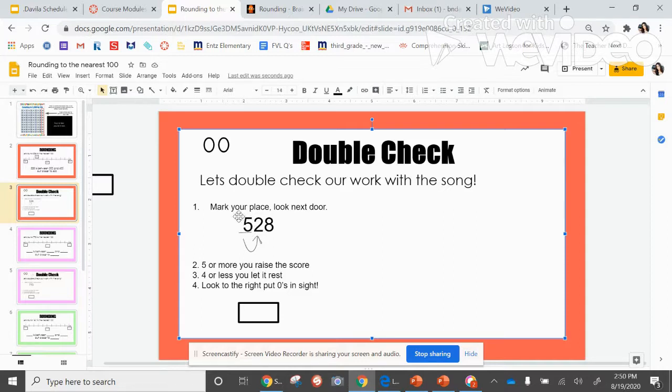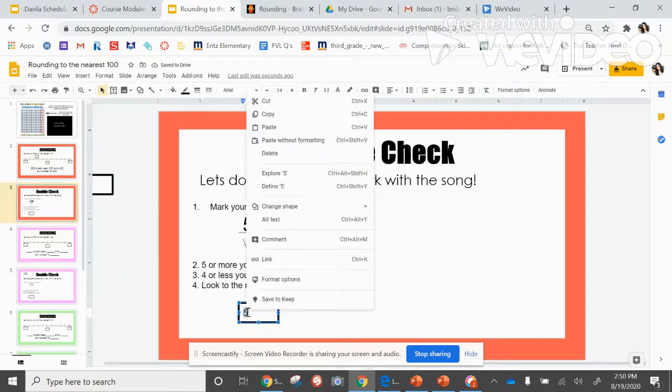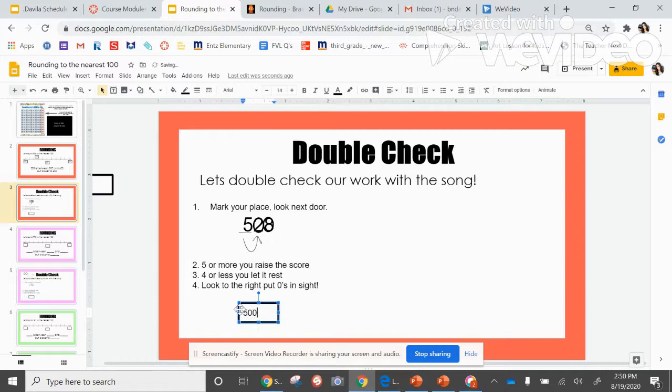So that means that my 5 is going to rest, which means it stays the same. Okay, and then we will look to the right, put zeros in sight. So that means that the 2 will change to a 0 and the 8 will change to a 0. So following the song, 528 rounds to 500.